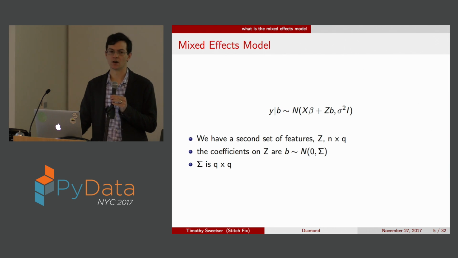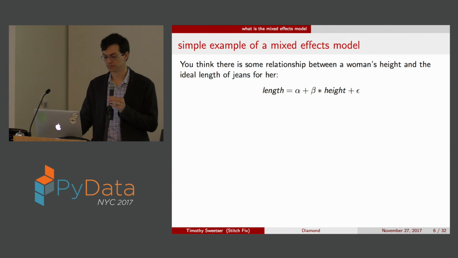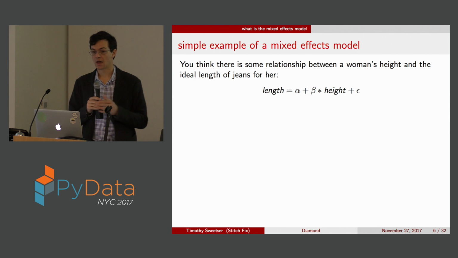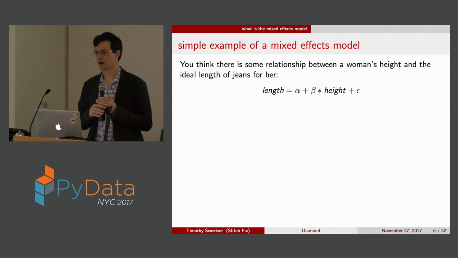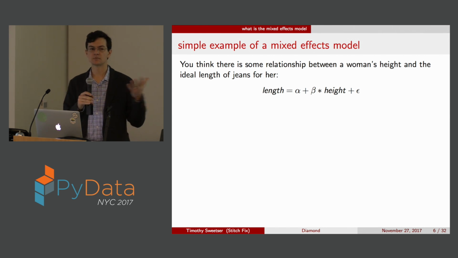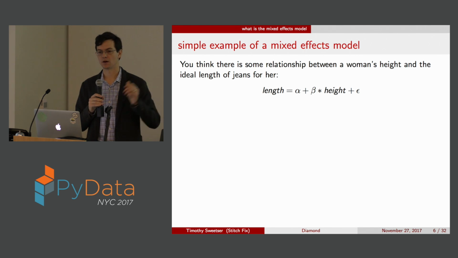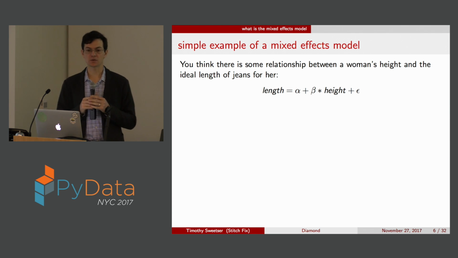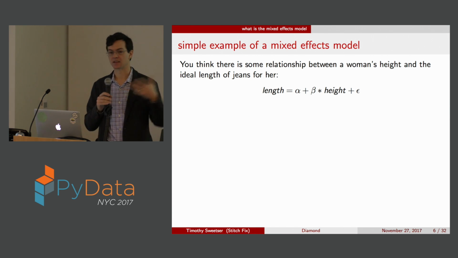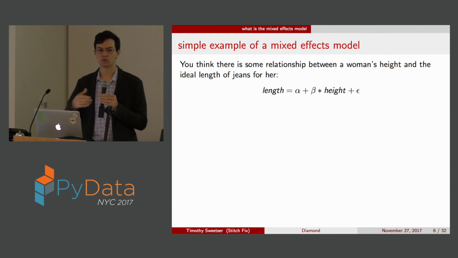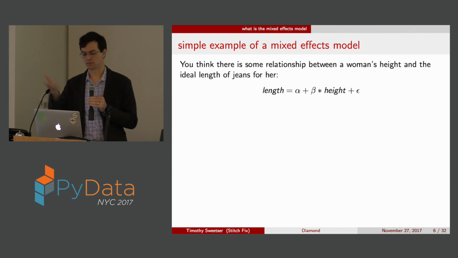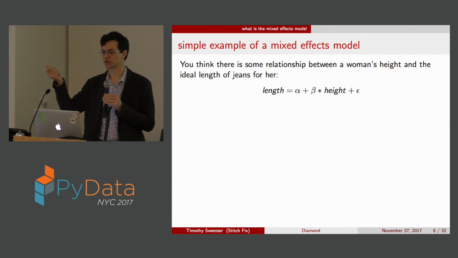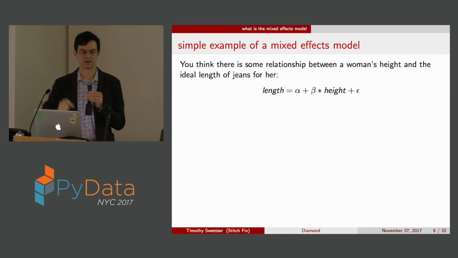Let me give you an illustration of why such a model might be useful. So I work on clothing, primarily women's clothing. And let's suppose that you want to learn some relationship between the ideal length of women's jeans and how tall the woman is. So you start with a linear model and say that I think the right length for the jeans is going to be some intercept plus something proportional to her height. So taller women should have longer jeans, and then there's some intercept that you start with.